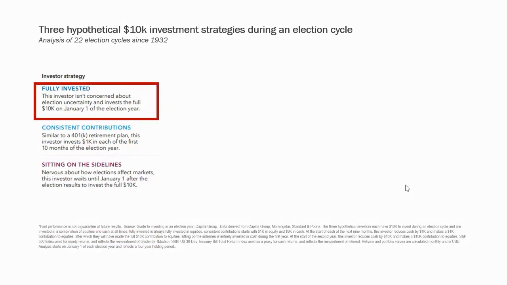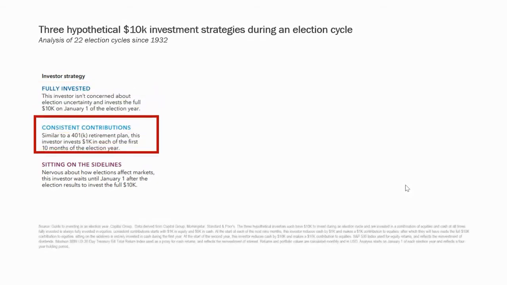And those 3 options are: we can fully invest. We'll take your $10,000, put it in the market January 1, and ride it out for the election year and beyond. So we're going to look at 4 years post-election to see what the performance of that money does. We can do consistent contributions, which is basically taking your $10,000 and dividing it into 10 equal increments of $1,000 over 10 months leading up to the election.